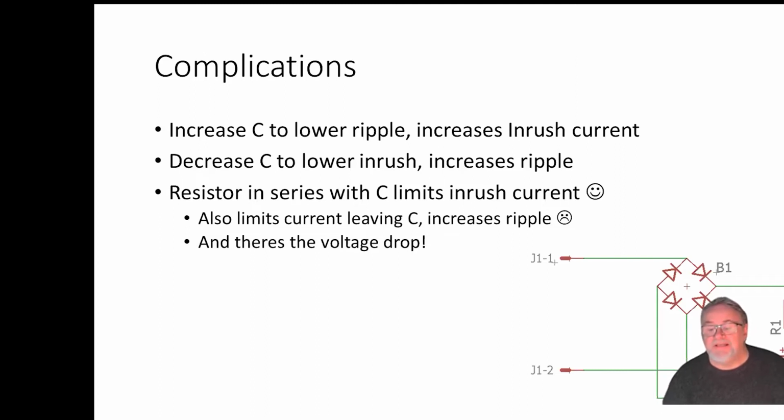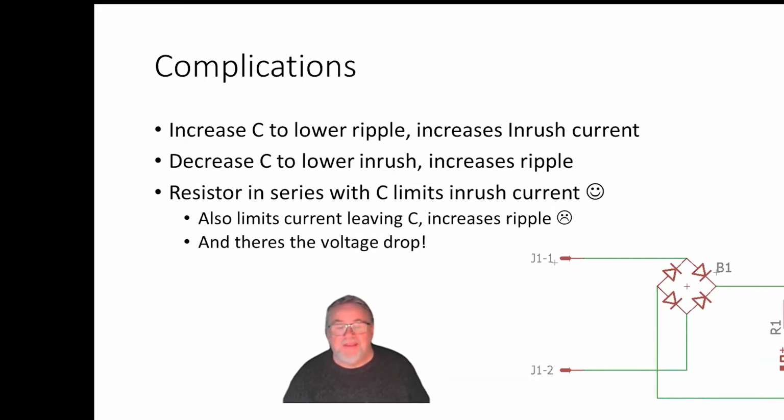So how to deal with this? First of all, if we increase the capacitor, that should increase the smoothing, but it also increases the inrush current. If we make the capacitor smaller to get lower inrush, that increases the ripple. If I put a resistor in there to make the inrush less, that'll increase the ripple as well, and it'll cause a voltage drop. So that's not an ideal solution.